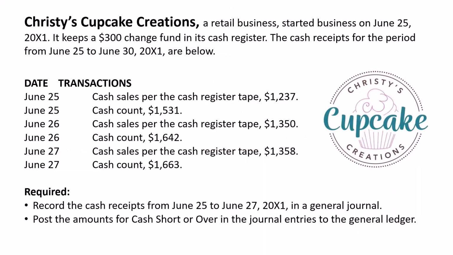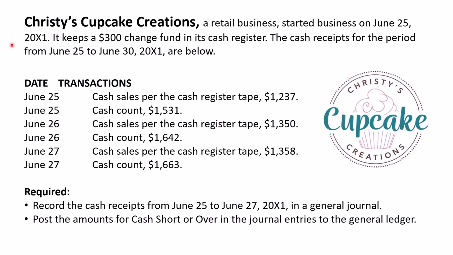Here's an example for Chrissy's Cupcake Creations, a retail business that started on June 25th. It keeps a $300 change fund in its register, and so that means that the company always has $300 in the register, and the cashier starts with $300 in the morning. Then at the end of the day, after the sales money for the day has been deposited, there should still be $300 in the cash register.